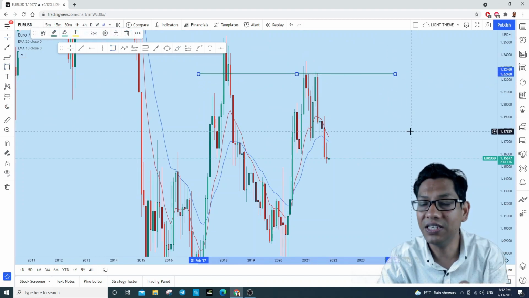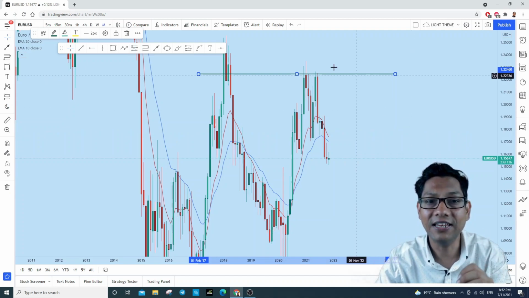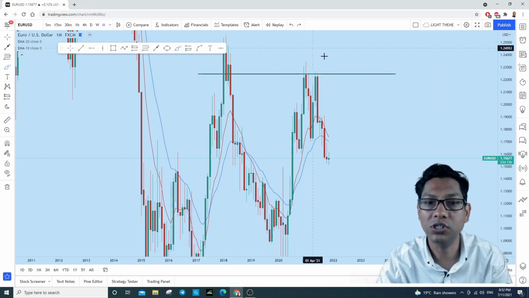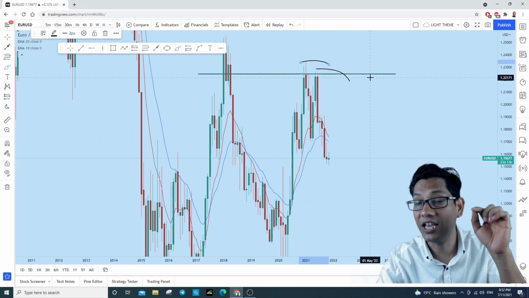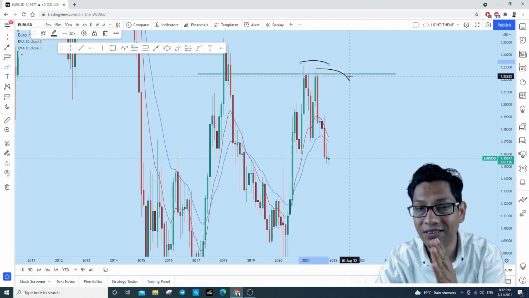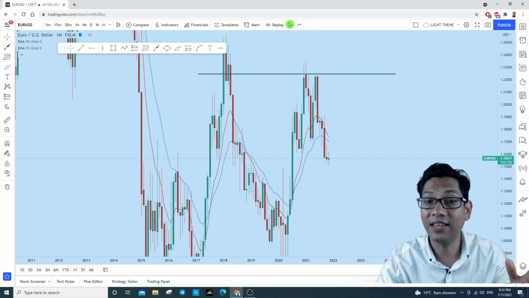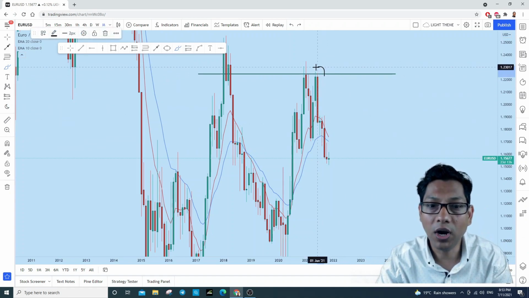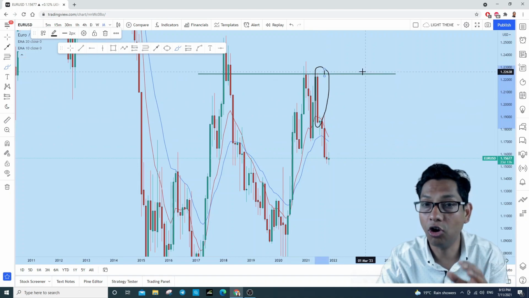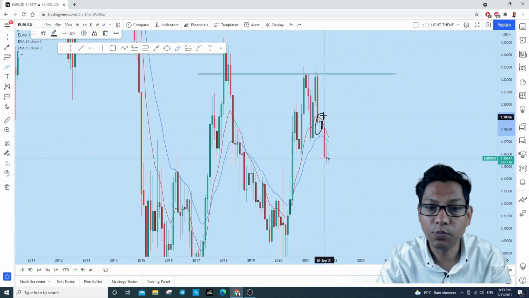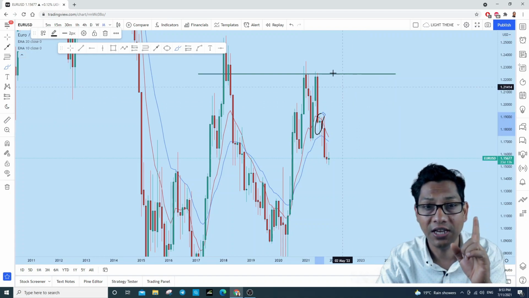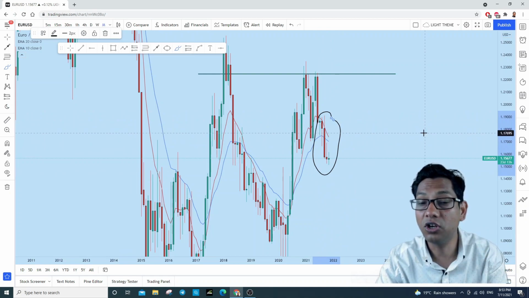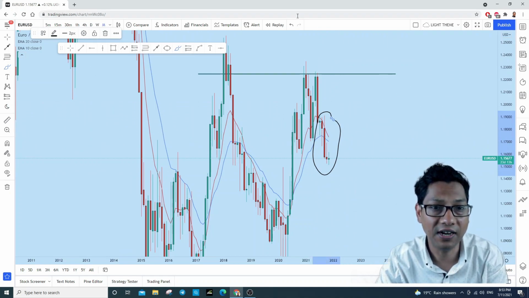From this resistance, Euro Dollar created a double top formation. In this double top formation, Euro Dollar has created a lower high. So the right top is lower than the left top, which is a strong bearish momentum. Finally, what do you see? This red bearish engulfer followed by a very weak response from the buyer, this dodgy green, which is very weak, and as a result, back to back for 3 to 4 months we are seeing the sellers in control.